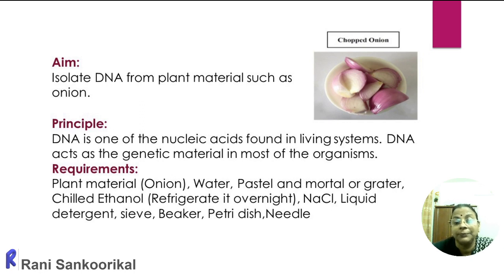Once it is separated, with the help of a copper needle or any pencil or any needle, you can spool it out. So you can extract the DNA threads or DNA strands from the onion suspension, which is mixed with alcohol, the liquid detergent and sodium chloride. So this is the principle behind the extraction or isolation of DNA.